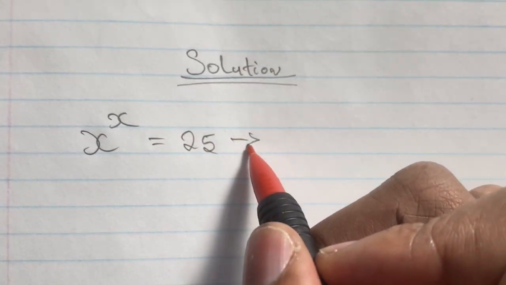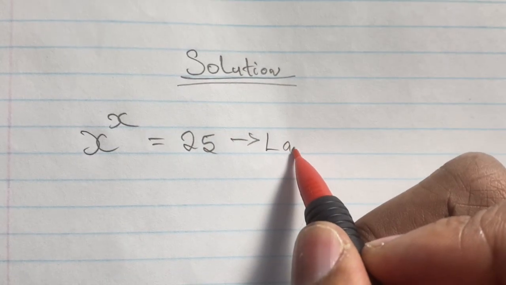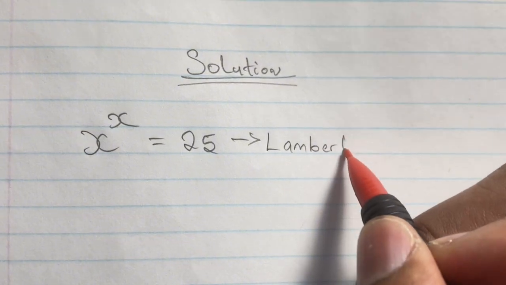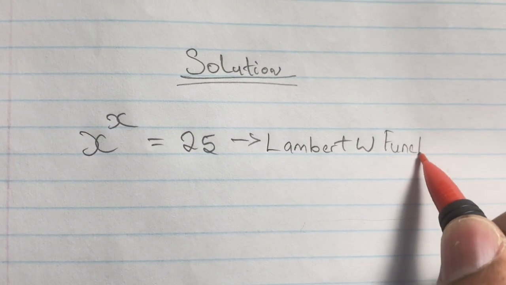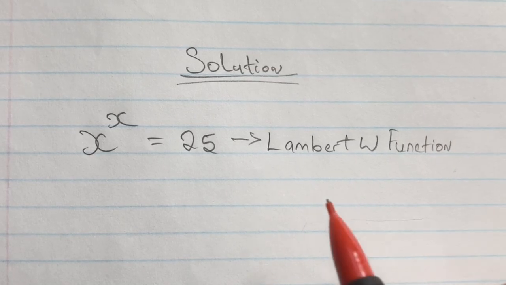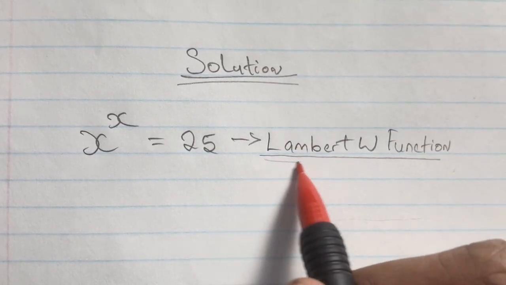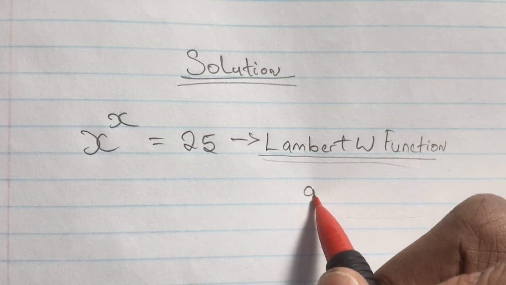We say that we have x to the power of x is equal to 25. And in solving this equation, we're going to be using a special kind of function called the Lambert W function. Now this function is used to solve equations where we have x in the power and also x in the base. In this case, we have x to the power of x.